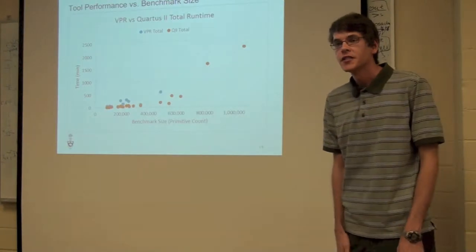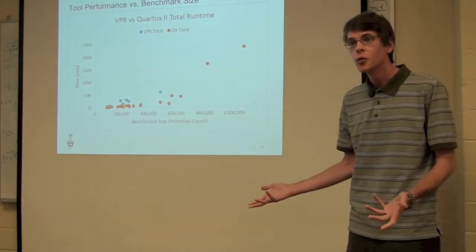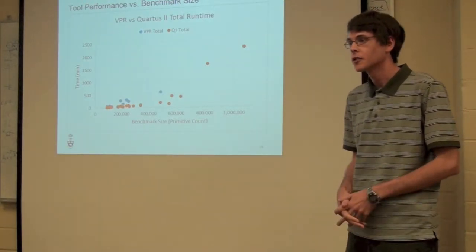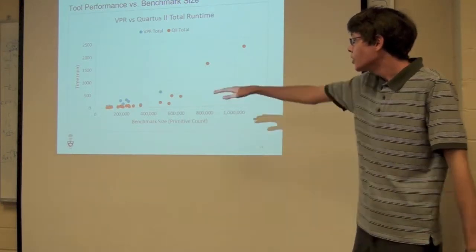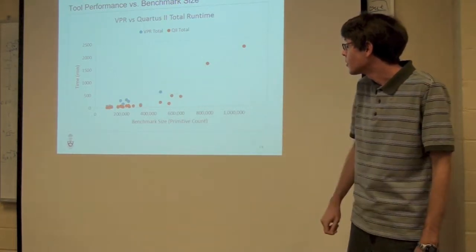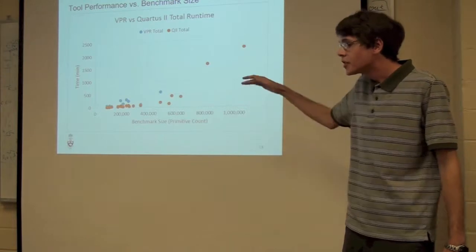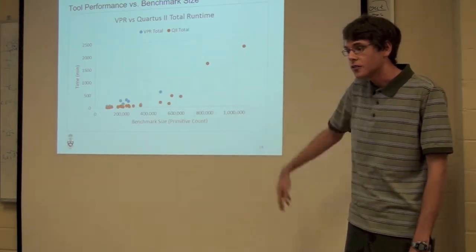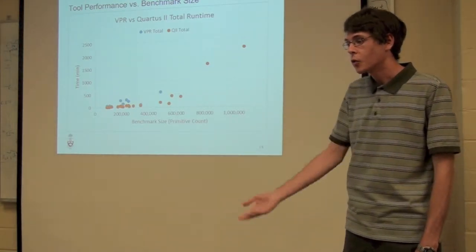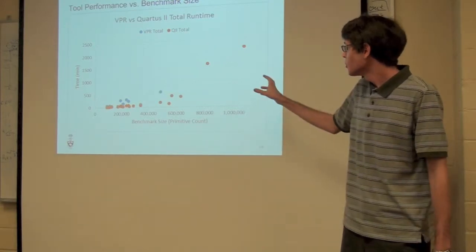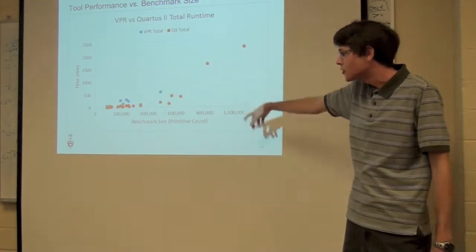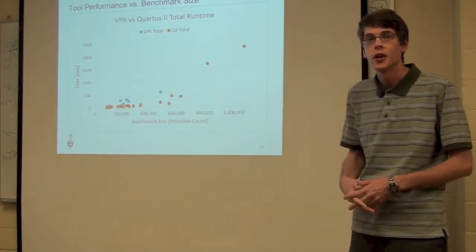So it's also interesting to take a look at the performance of the tools compared to the size of the benchmarks. And so we have VPR as the blue dots and Quartus as the red dots. As we can see, VPR is slower, takes longer to run than Quartus. And particularly, you'll see that there are no blue dots in the large benchmarks because those were the ones that VPR didn't complete.